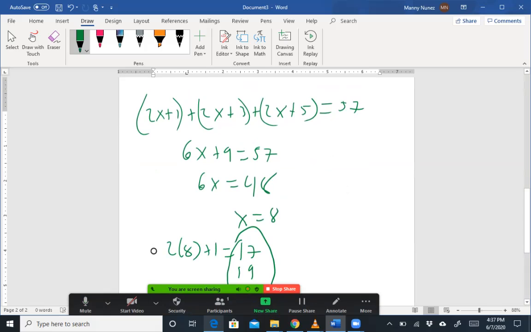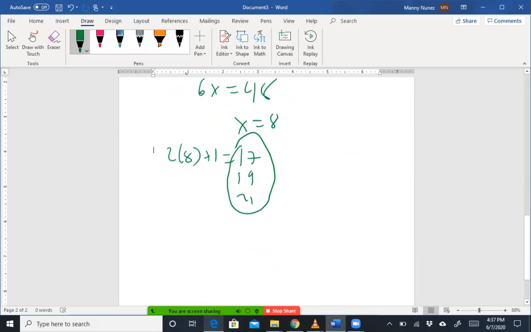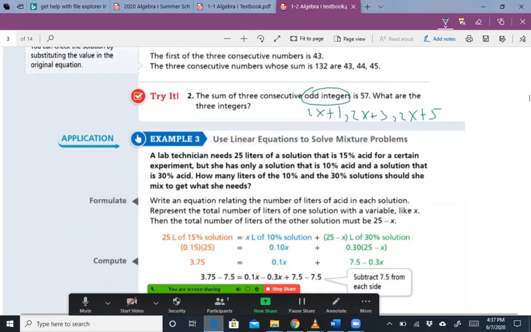Any questions there? First odd number, second odd number, third odd number, add all those up, you get 57. Now solve for x. Then find the three odd numbers. Bing, bang, boom, no hay nada más.